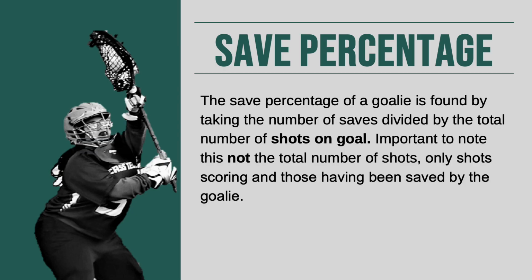Save percentage. The save percentage of a goalie is found by taking the number of saves divided by the total number of shots on goal. Important to note that this is not the total number of shots, only shots scoring and those having been saved by the goalie.